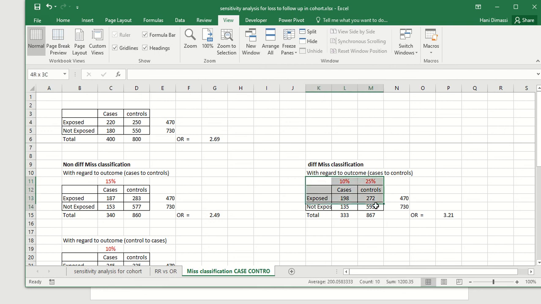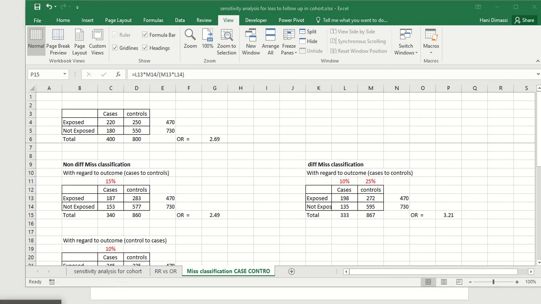So in the example, when you have differential misclassification, the bias could be either towards the null or away from the null. It depends on the situation. In the situation I simulated, your odds ratio actually is biased away from the null. The real one is 2.69. It appeared to be 3.29. It appeared to be even stronger, which is not the case.